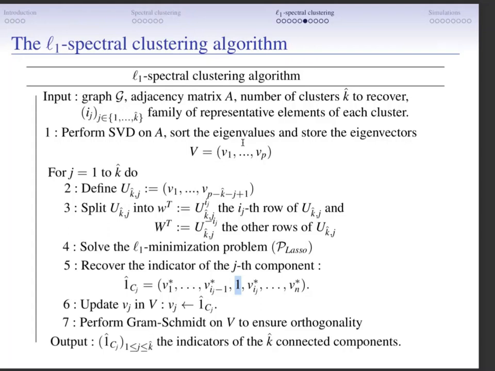So you just remove, for example, you have recovered the first component, so you remove V1 and you change V1 for this indicator of the first component. And you perform a Gram-Schmidt orthogonalization just to be sure that all these eigenvectors are still orthogonal. And you do the same for all components, and at the end, if it works, you recover your graph.